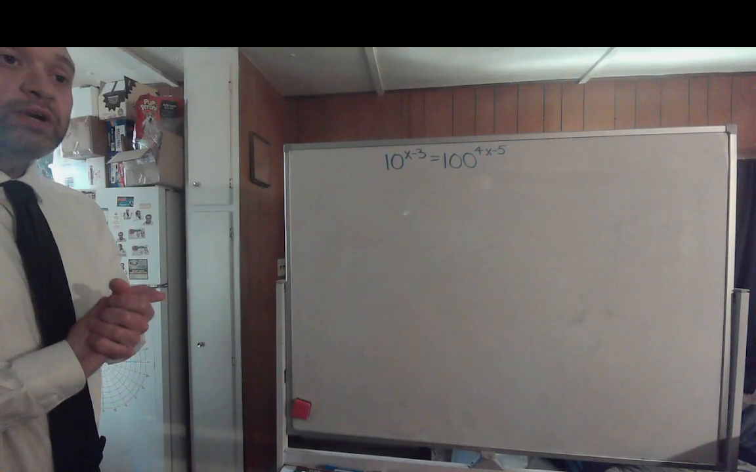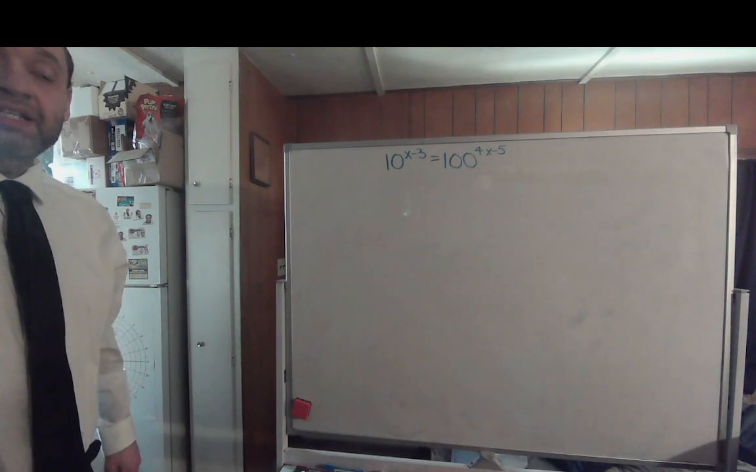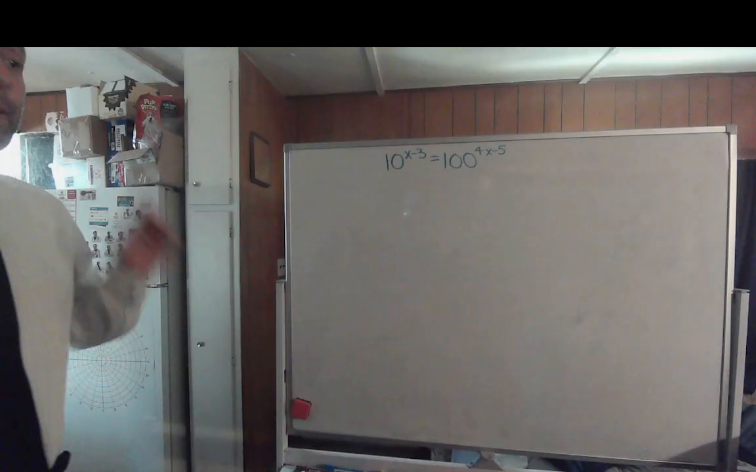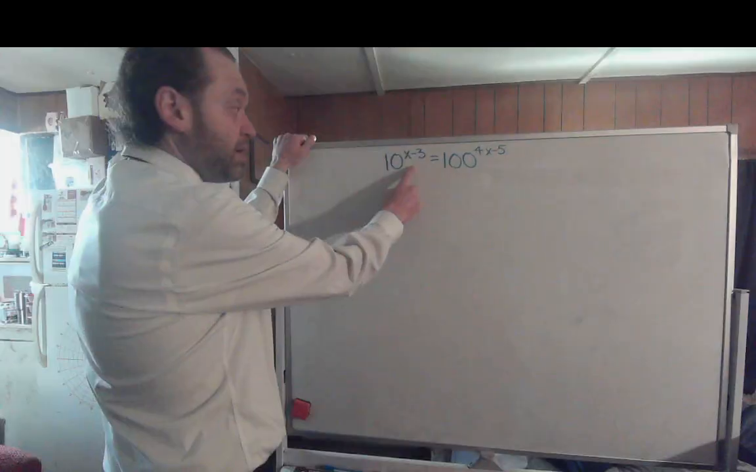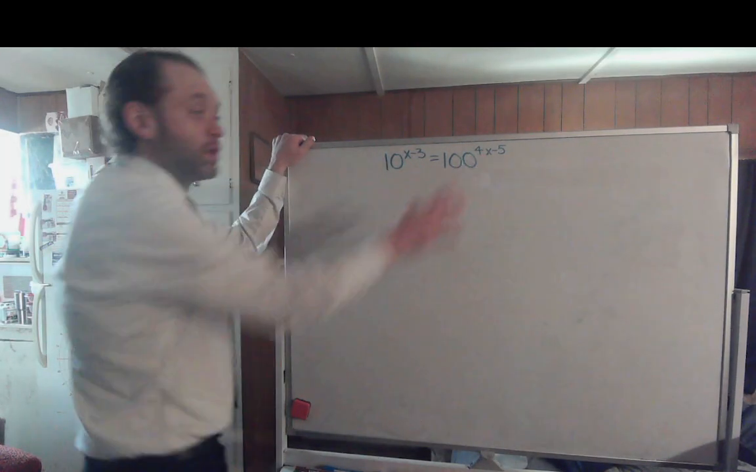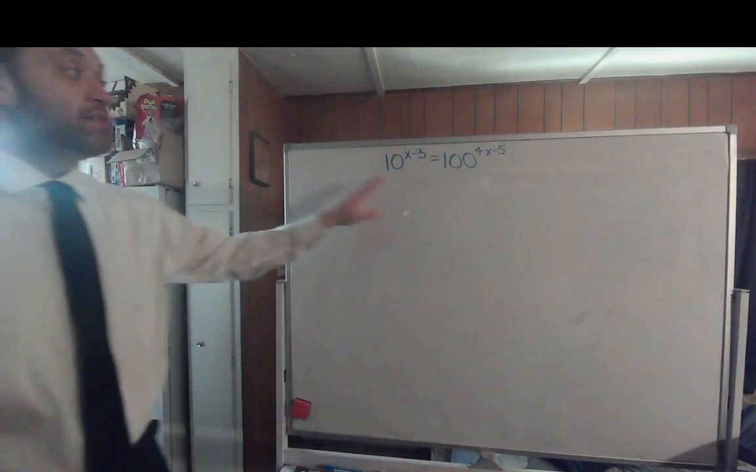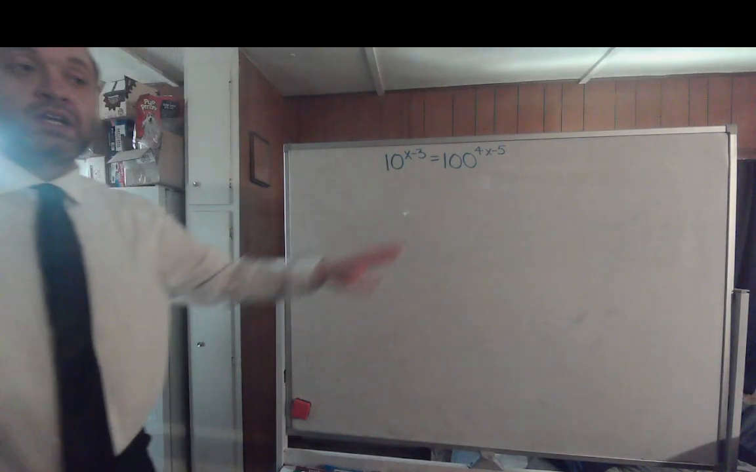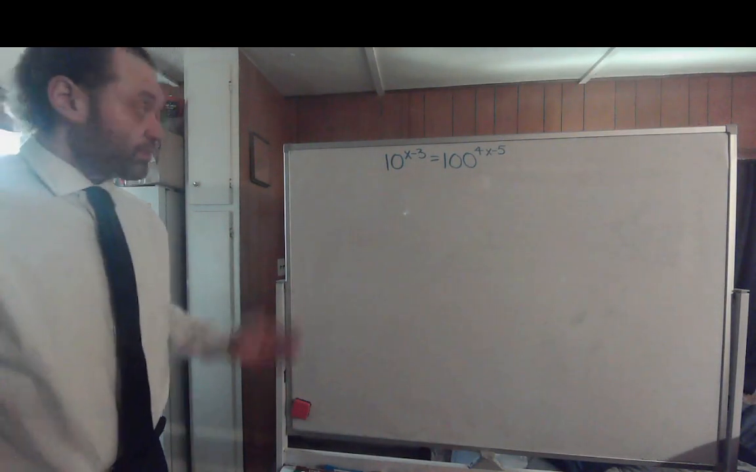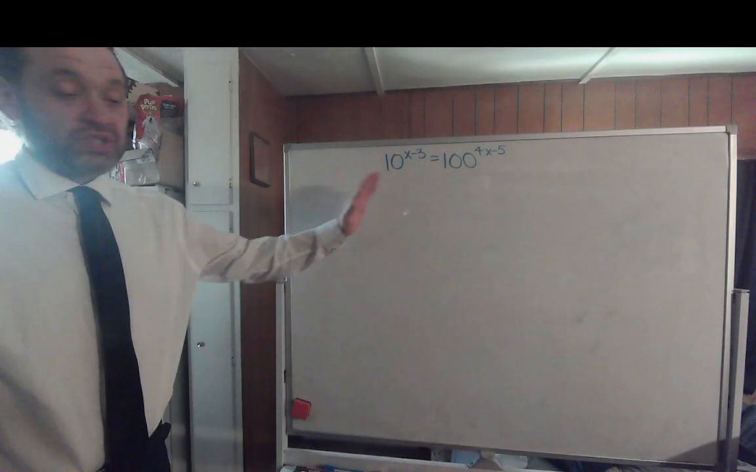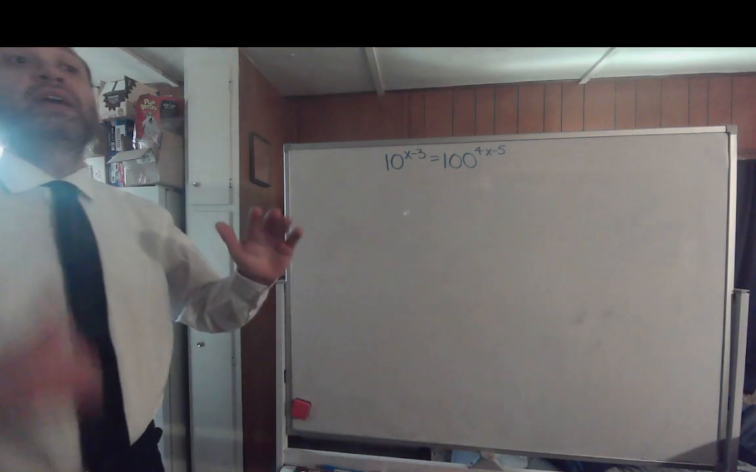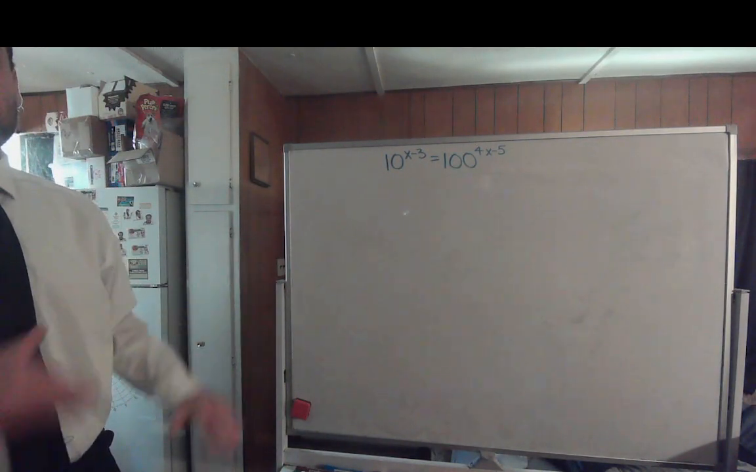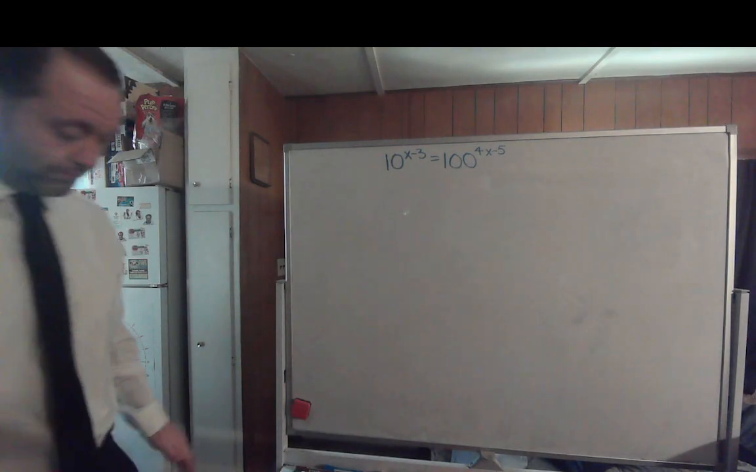So today we are going to talk about solving exponential equations. Here you have 10 to the x minus 3 power equals 100 to the 4x minus 5 power. We need to find the value of x. Well, if on both sides your bases are the same base, or if they can be made into the same base, it's real easy.